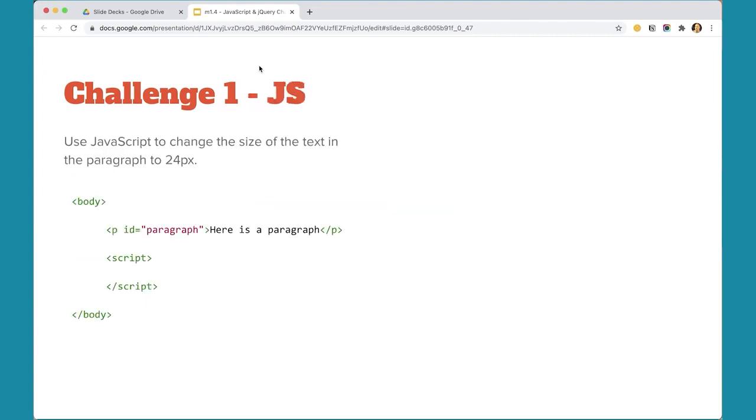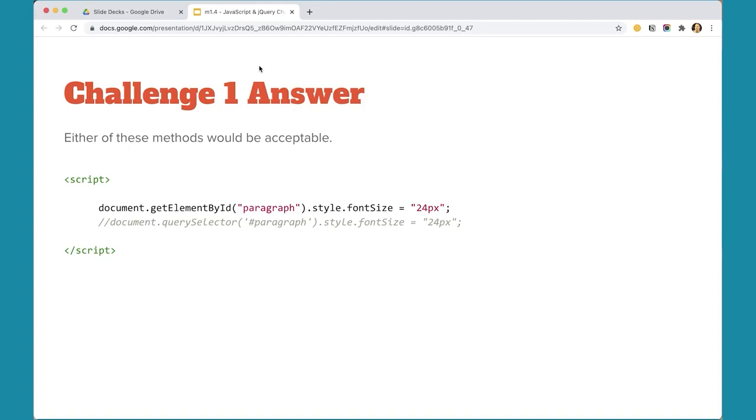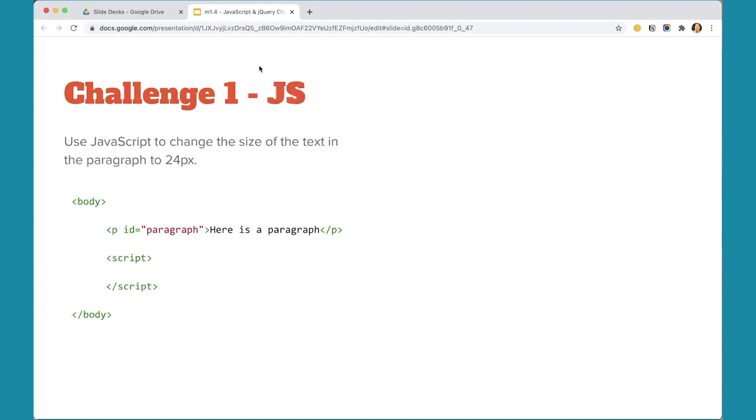Really try to do the challenges without looking at the solution. If you have to look at the solution, that's fine. You can look at the solution and hopefully you'll go, aha, I see what I was supposed to do. And then you can go back and do the challenge without looking at the solution.